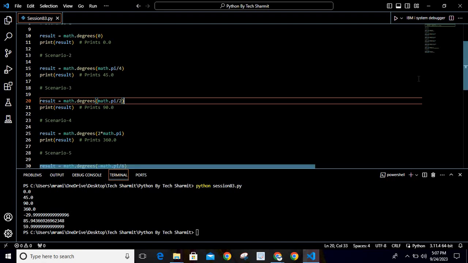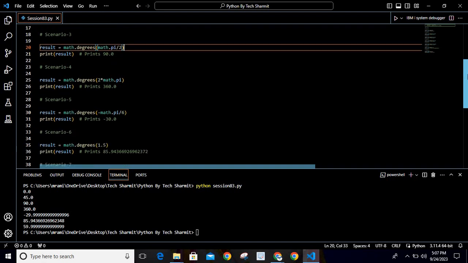Look at the fourth scenario. Let's say instead of division, you want to pass some expression as a value or as radians, and then you want to calculate the equivalent degrees for that. In the fourth scenario we are doing the same. We are multiplying the math.pi value by 2, and whatever output we are getting here would be converted to degrees. So the equivalent output is 360.0.